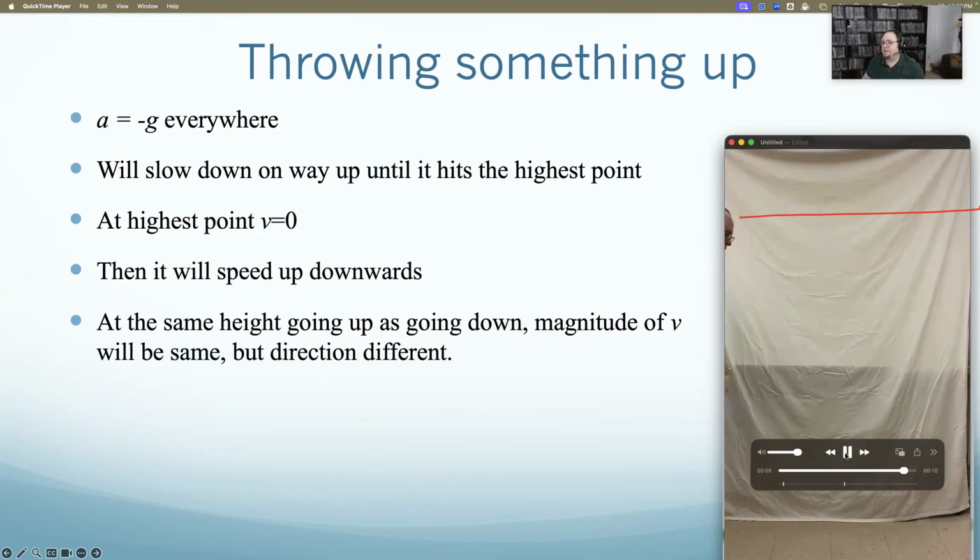And so if I throw something that leaves my hand at 5 meters per second and I catch it at the same height, it hits my hand at negative 5 meters per second. It all becomes symmetric because the acceleration is constant.